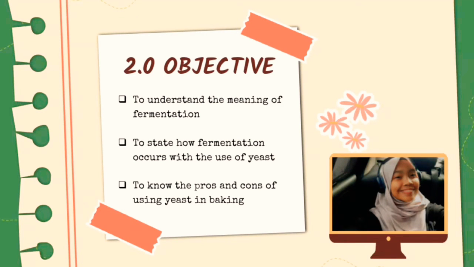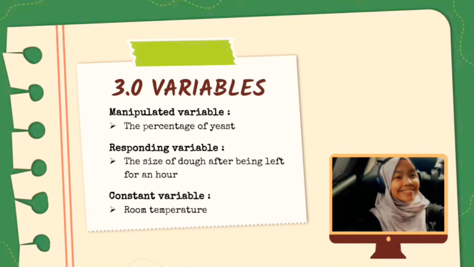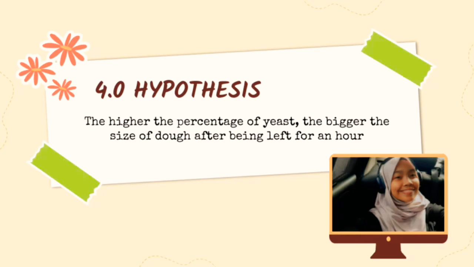The objectives of this project are to understand the meaning of fermentation, how fermentation occurs with the use of yeast, and the pros and cons of using yeast in baking. Next, the variables of this experiment. The manipulated variable is the percentage of yeast. The responding variable is the size of dough after being left for an hour, and the constant variable is the temperature. The hypothesis that we made is the higher the percentage of yeast, the bigger the size of dough after being left for an hour.